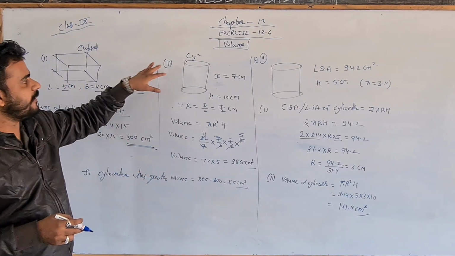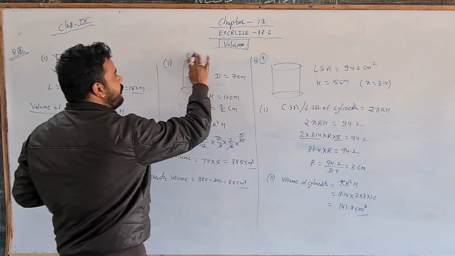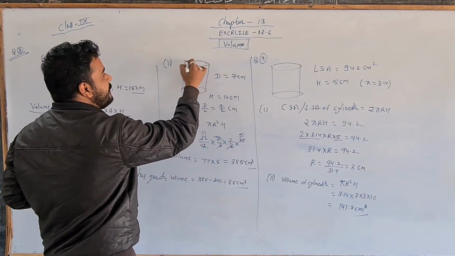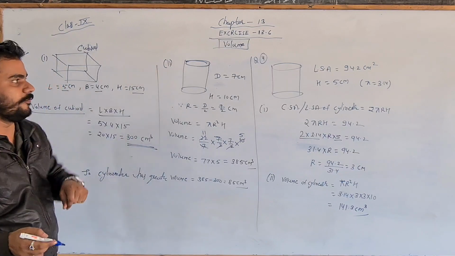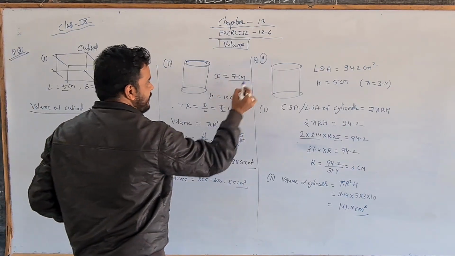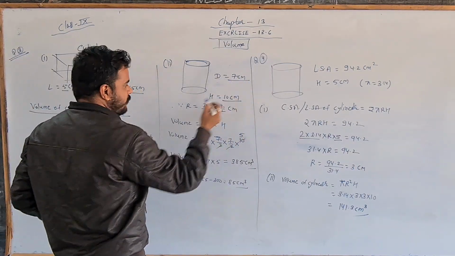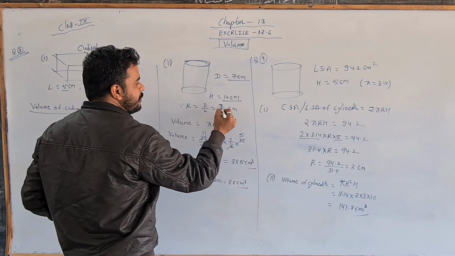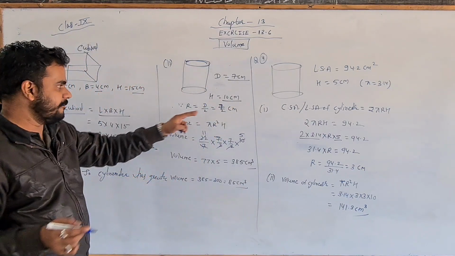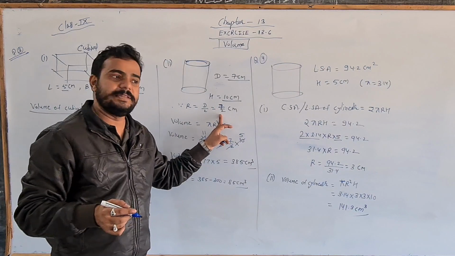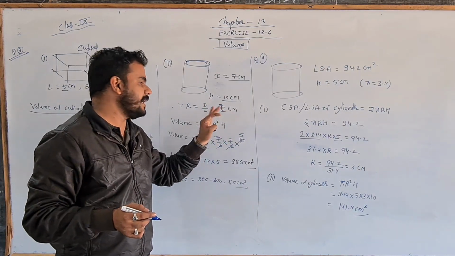Okay, so now we will find out the volume of the cylindrical tea pack. The diameter is given 7 centimeter and the height is given 10. So what is the radius? Diameter upon 2, 7 upon 2. If 7 is not divisible by 2, then keep it as it is, write 7 upon 2, do not divide.